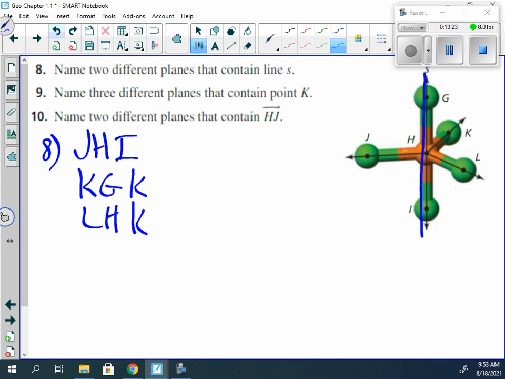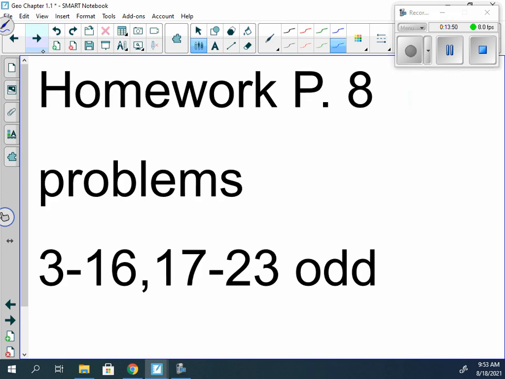The same thing would be true for number 9. Name 3 different planes that contain K. So as long as K is one of them, we can use it. Now the one that y'all wanted to try earlier, KHL, would work. Because even though it's at a slant, it still works. Does that make sense? So name 2 different, okay, that's going to be the same thing. I just wanted us to get here, because that's about all we have for this chapter.